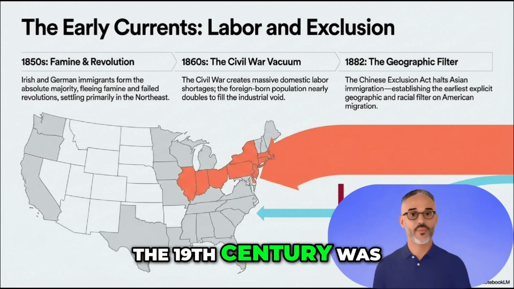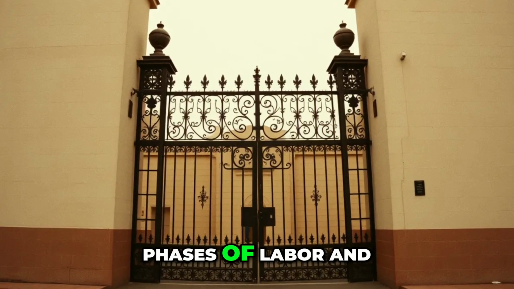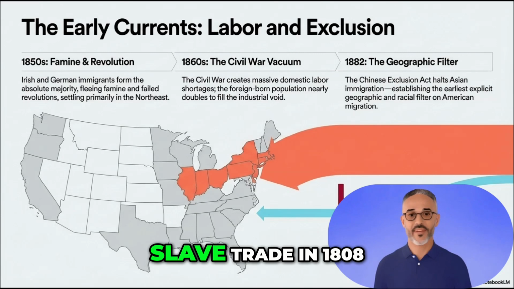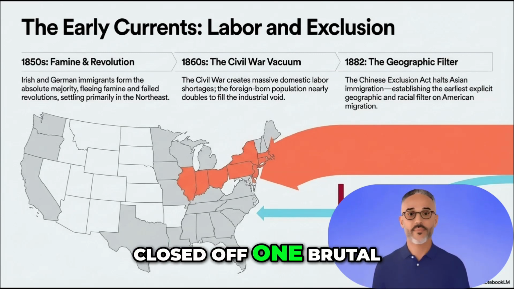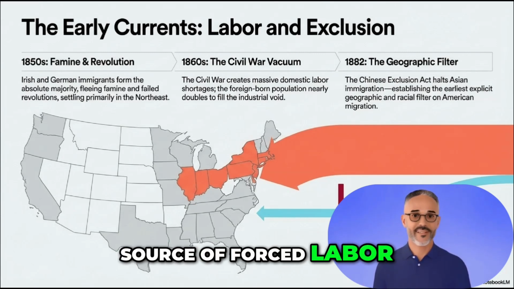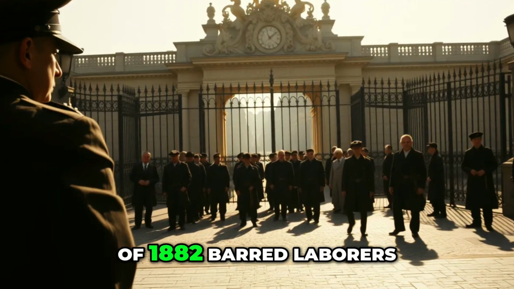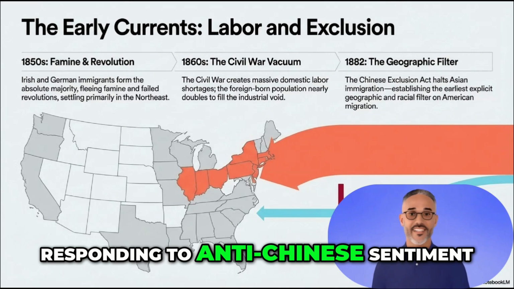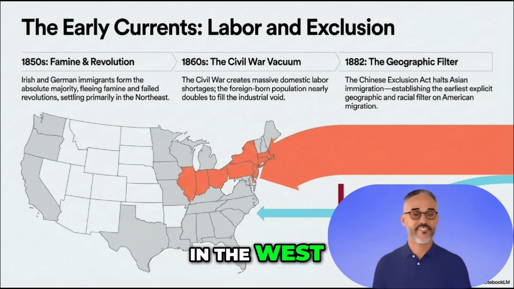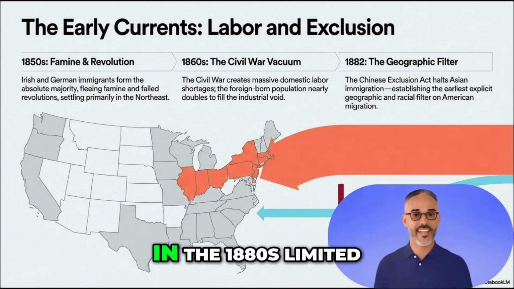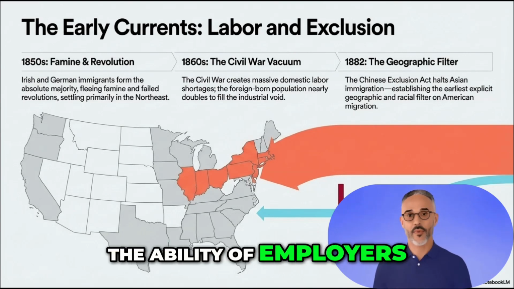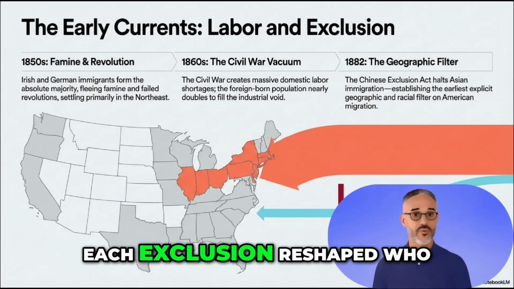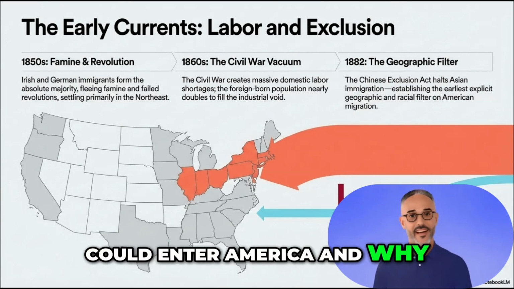The 19th century was marked by three critical phases of labor and immigration exclusion. First, the end of the slave trade in 1808 closed off one brutal source of forced labor. Then, the Chinese Exclusion Act of 1882 barred laborers from China, responding to anti-Chinese sentiment in the West. Finally, restrictions on contract labor in the 1880s limited the ability of employers to import workers under binding agreements. Each exclusion reshaped who could enter America and why.